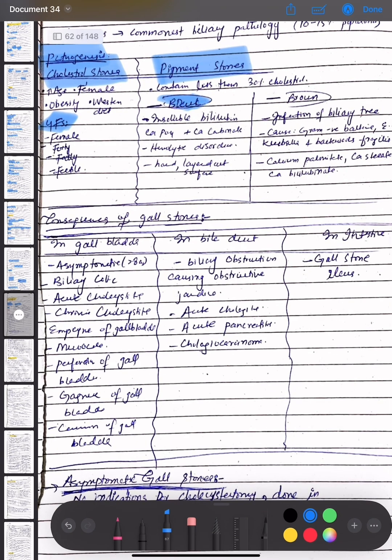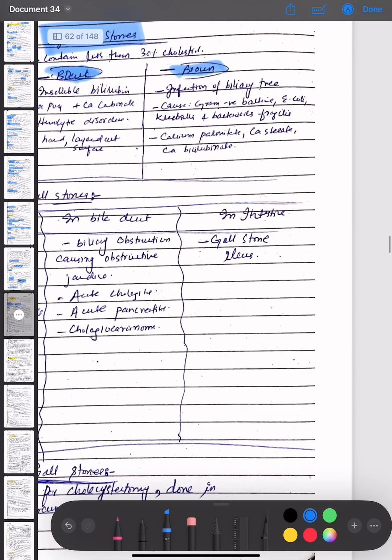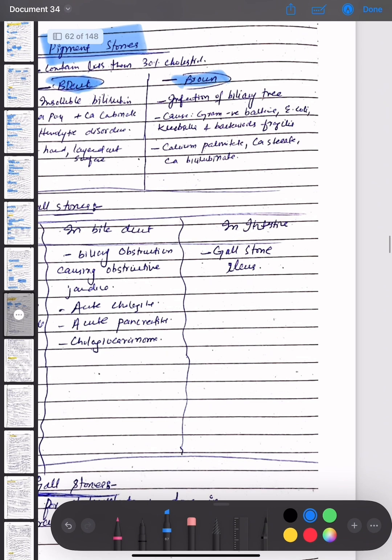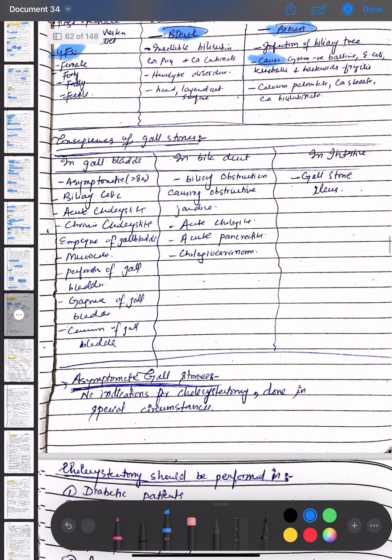Black stones are made of insoluble bilirubin, calcium phosphate, and calcium carbonate, are associated with hemolytic disorders, and have a hard, rough surface. The brown pigmented stones are due to infections of the biliary tree, and the causes are gram-negative bacteria, E. coli, Klebsiella, and Bacteroides fragilis. Calcium palmitate, calcium stearate, and calcium bilirubinate are the constituents of pigmented stones.